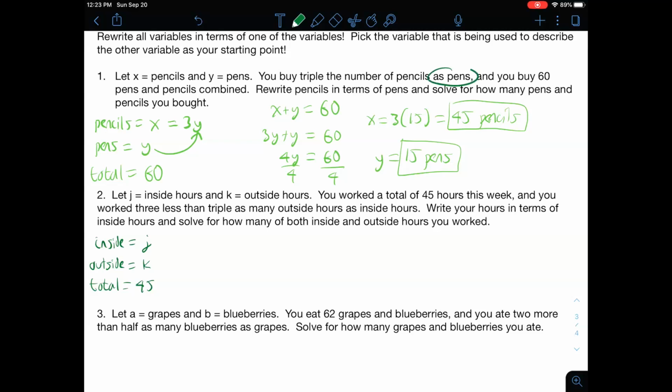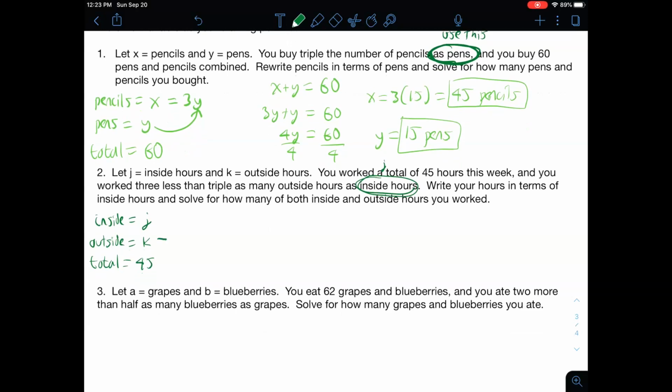So again, right here, remember "as pens"? When we use "as pens," that's y, right? If it's "as whatever," that's what you're going to use as your starting point. So inside hours, we're going to use this. This is going to be J.